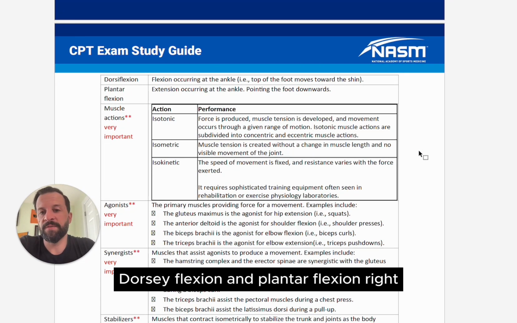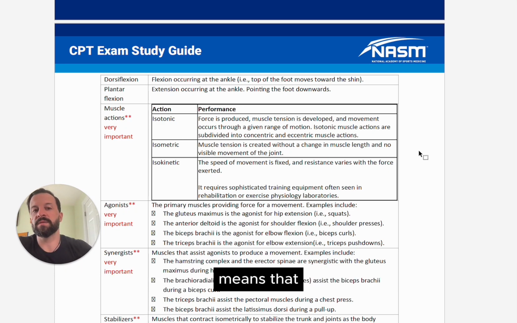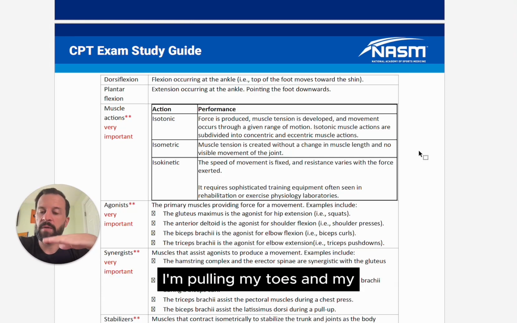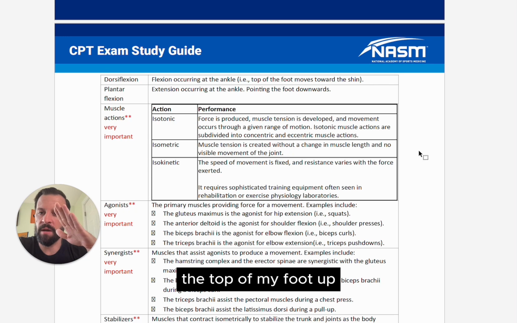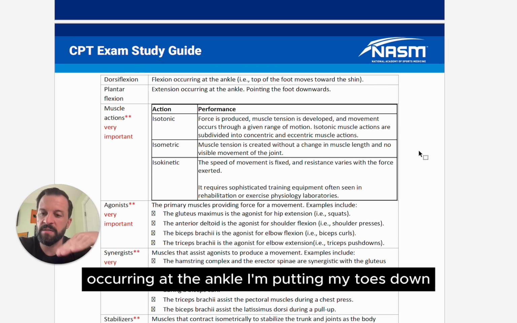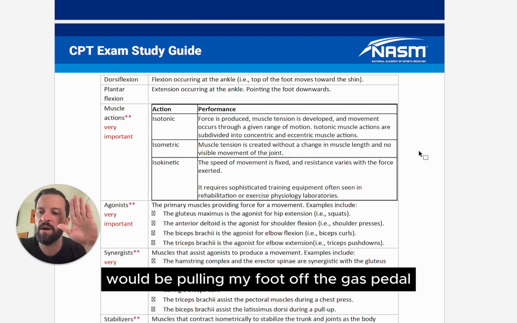Dorsiflexion and plantar flexion, right? So these are just flexion and extensions that are happening at the ankle. So dorsiflexion means that the top of the foot moves closer towards the shin. I'm pulling my toes and the top of my foot up. And then plantar flexion would be extension occurring at the ankle. I'm putting my toes down. I'm pushing down into the ground, almost like plantar flexion would be a gas pedal. Dorsiflexion would be pulling my foot off the gas pedal.